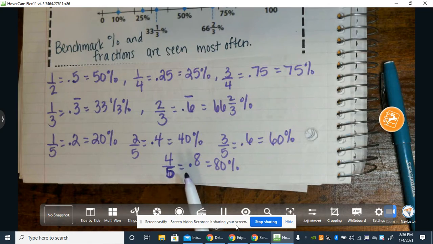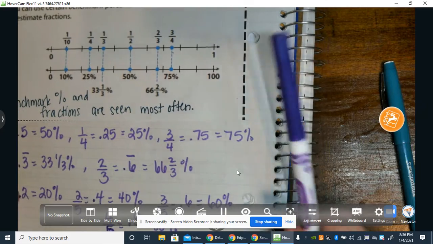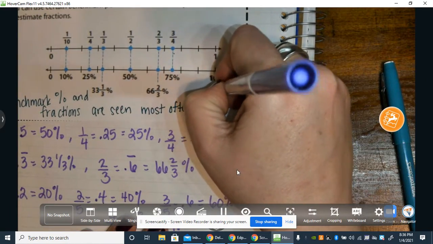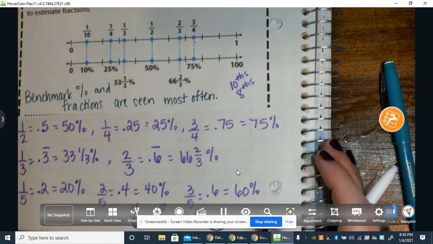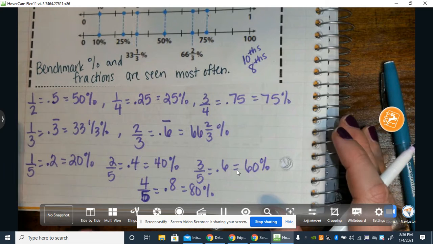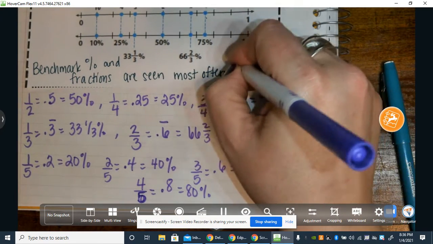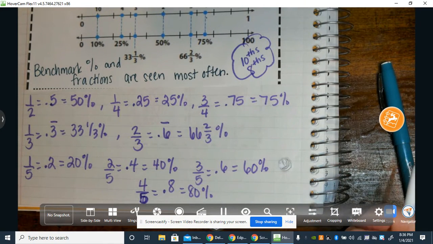Your other benchmarks that are most commonly used are your tenths and your eighths. We're going to talk more about that this week. Those are some other benchmark fractions that you will use, the tenths and the eighths. And again, we'll go over more of those this week. All right, so let's turn our page over.